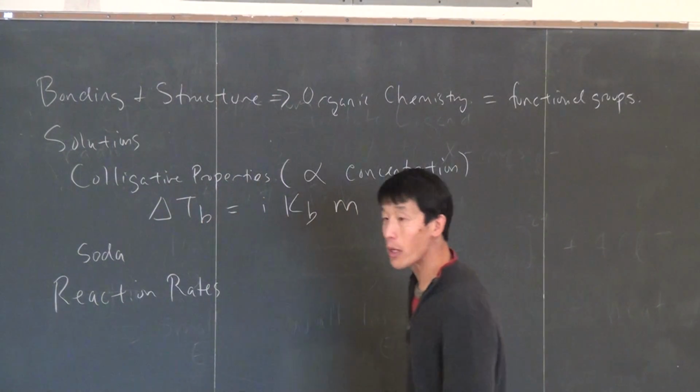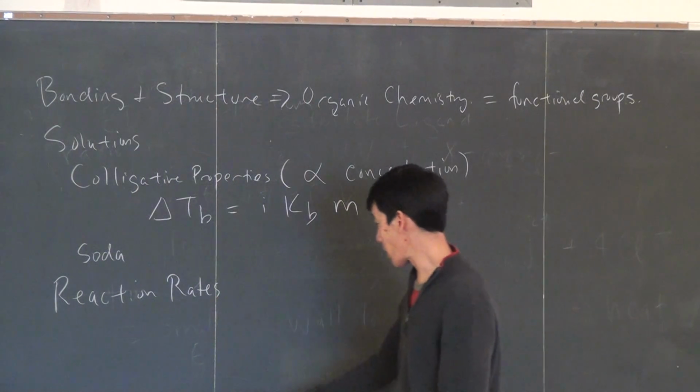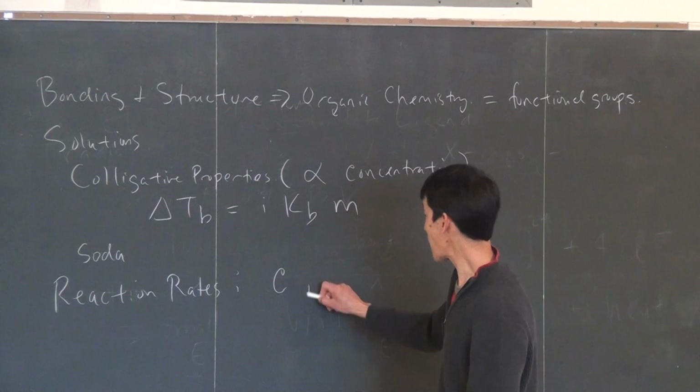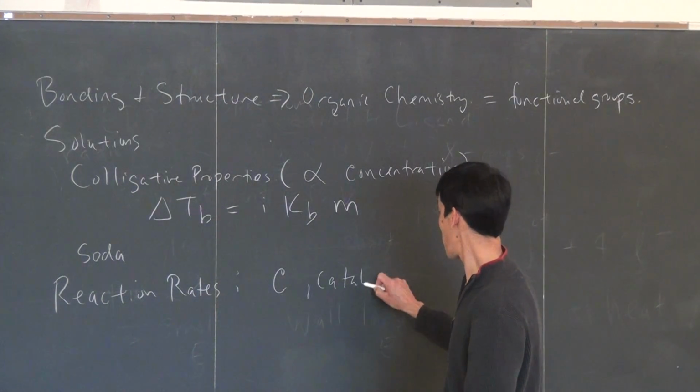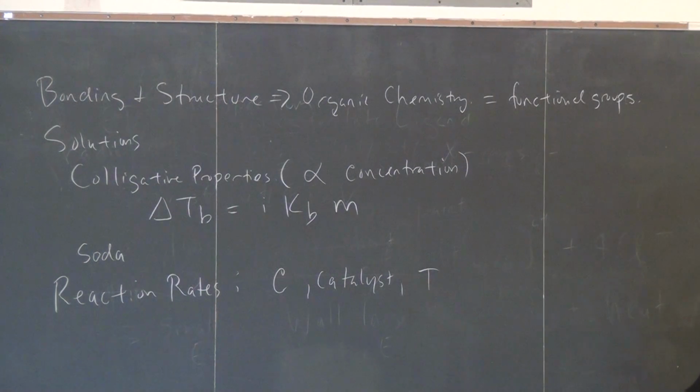So what were the three factors which determine the rate of reaction? Yeah, so the three factors are concentration, catalyst, and temperature. And then we can write a rate law for a reaction. So we look at a rate law.